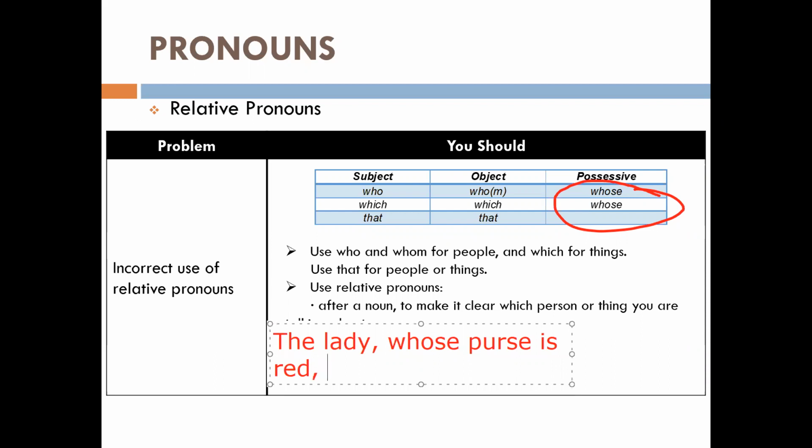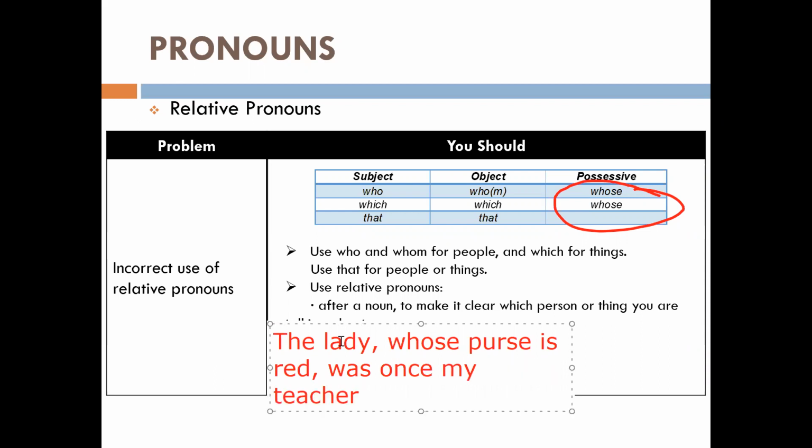was once my teacher. Alam mo ba yung lady na yun, yung pula yung pitaka? Teacher ko siya before. And so the lady whose purse is red was once my teacher. So that is how you use the whose. Kung kanino yun, yung item. All right. So of course, possessive, we're only going to talk about things here.